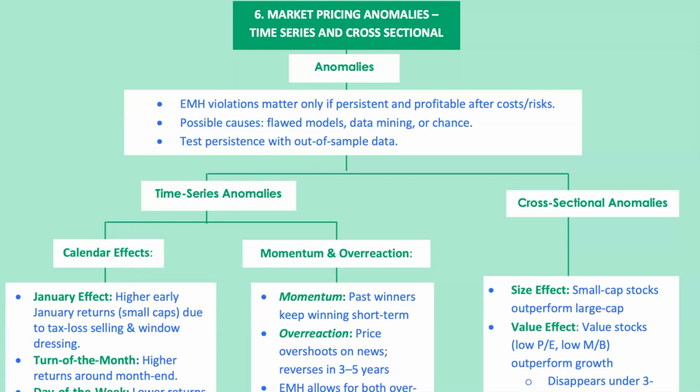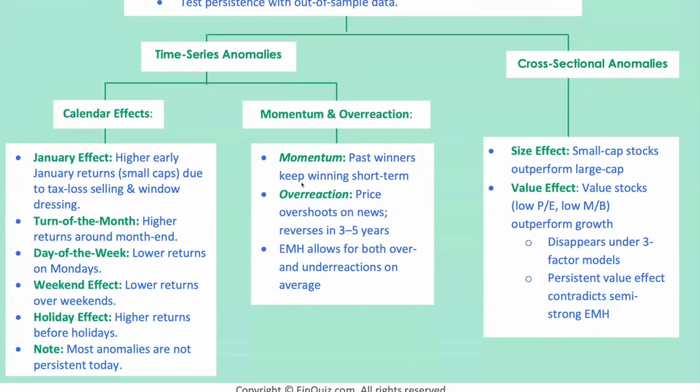But there's a big catch. Anomalies have to be persistent, consistent, and robust over time. If they show up for a short period or in small samples, it might just be data mining or random chance. Also, once an anomaly is widely publicized, traders often jump in to exploit it, which then makes it disappear. We typically classify anomalies as time series or cross-sectional anomalies. And then there are other kinds as well, like event-based anomalies.